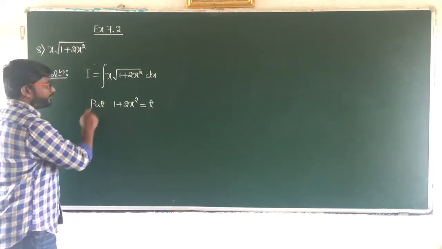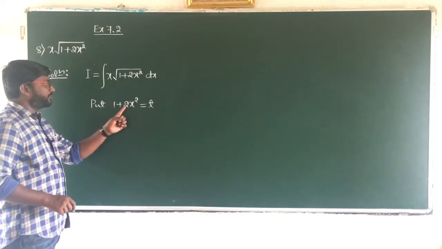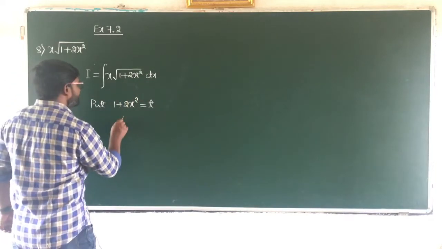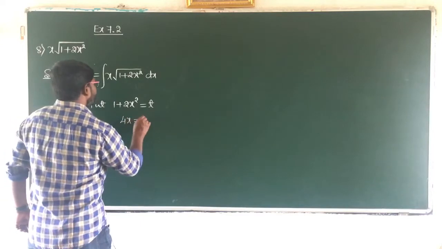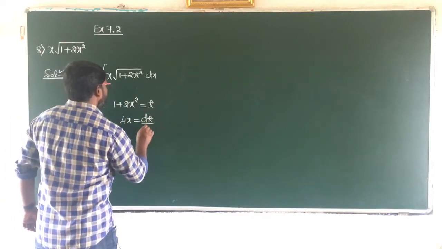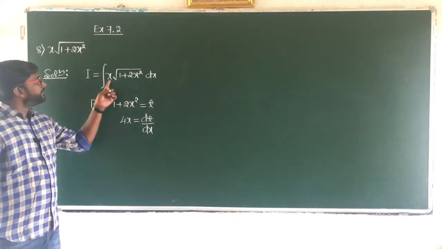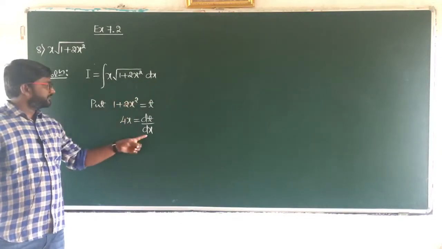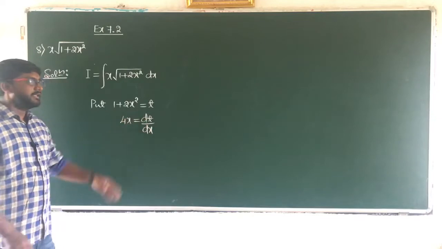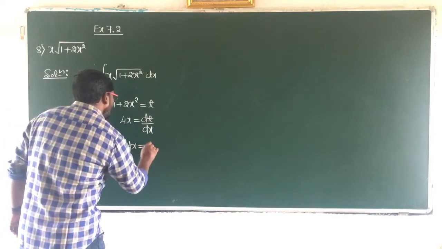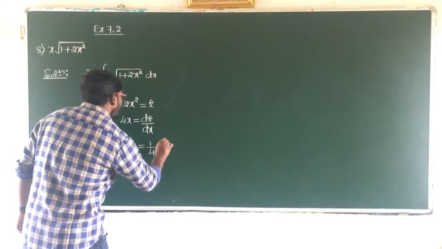So the derivative of 1 will be 0, then write 2 as it is, the derivative of x square will be 2x, 2 into 2 becomes 4x, which is equal to dt by dx. So now what we need here is x dx. So take dx to the LHS and 4 to the RHS. This implies x dx is equal to 1 by 4 dt.